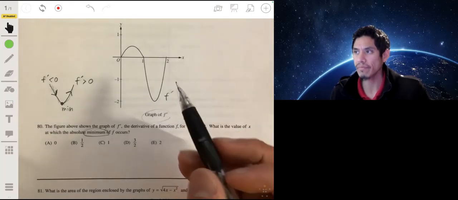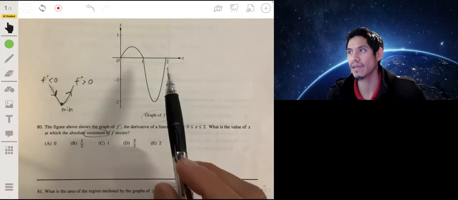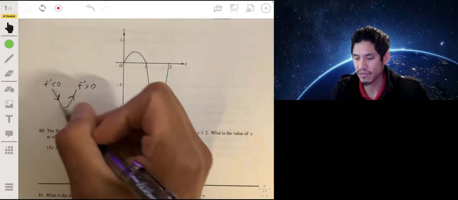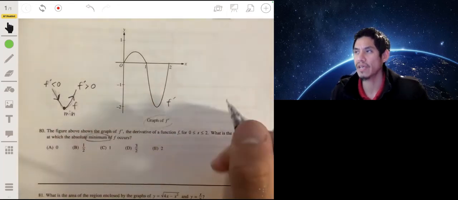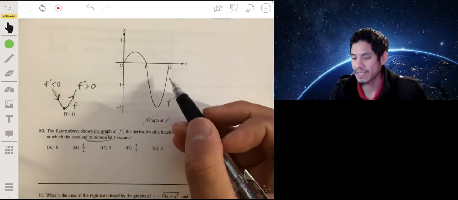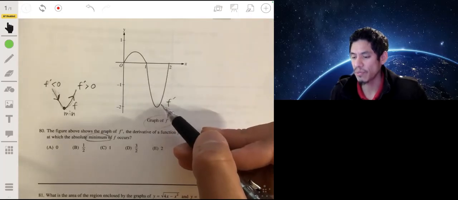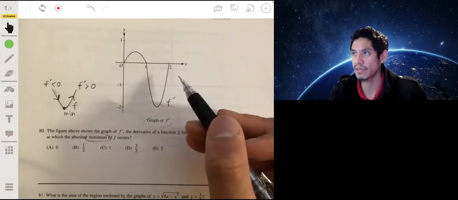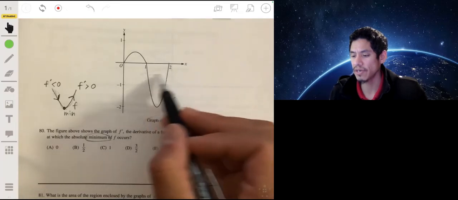So let's make sure that we recognize this is not a graph of f. This is a graph of f prime. So this is a graph of f. This is an example of what the graph of f would look like. So since this is the graph of f prime, we want to see where the graph of f prime goes from negative values to positive values. So all along this region, here it's negative.